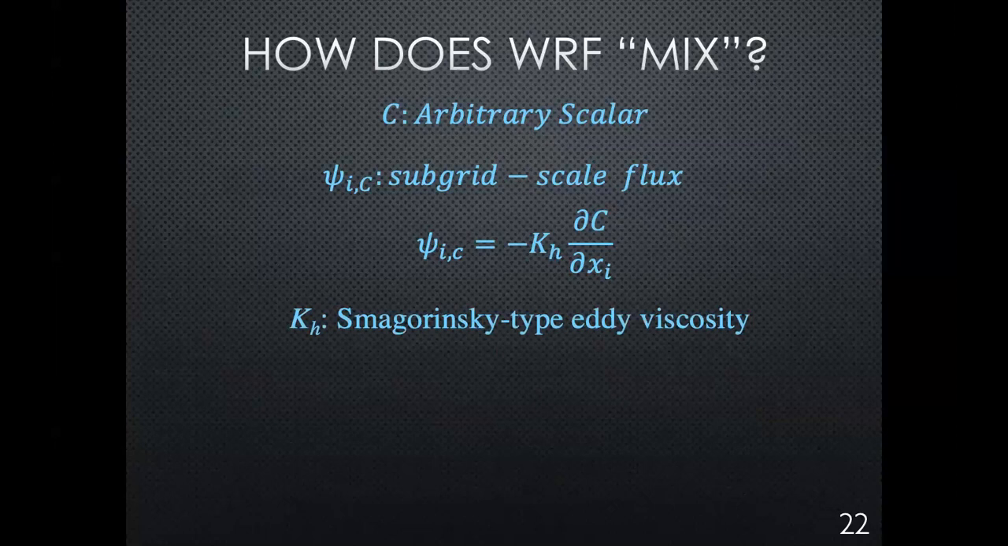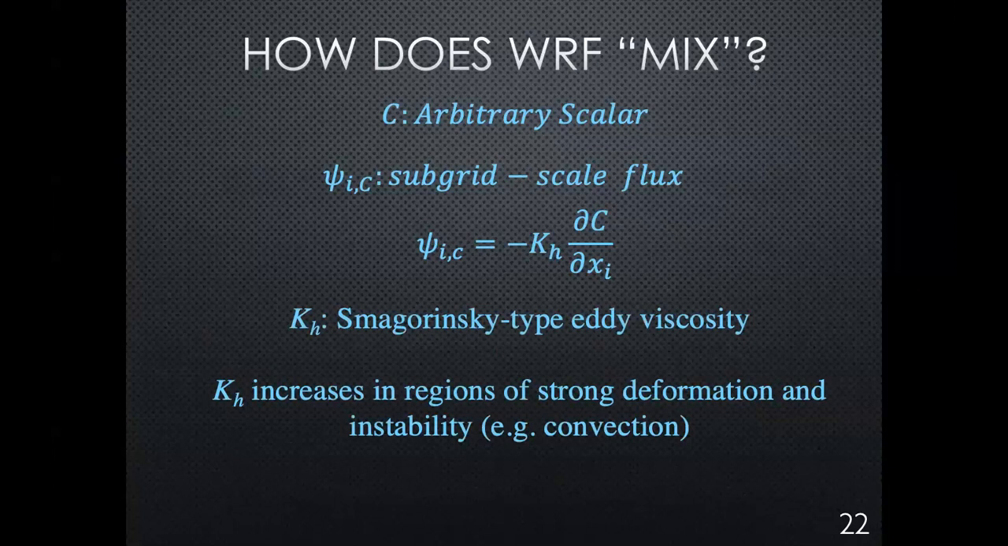Our setup is going to be using the pretty simple Smagorinsky type eddy viscosity, which increases in regions of strong deformation and instability. Of course this mixing is typically thought of primarily within the boundary layer, but it does occur in the free troposphere as well, primarily in regions of convection or what we know as clear air turbulence as well. We do not consider the prognostic TKE version of mixing for analytical reasons that I won't go into.